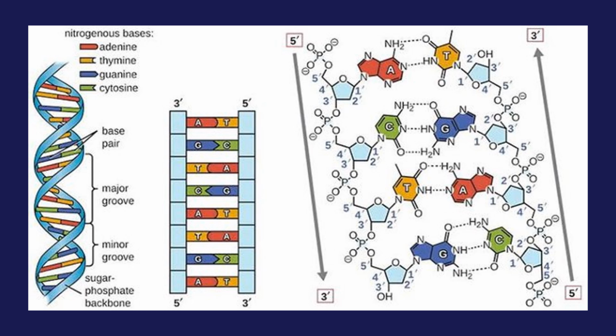Okay, and we can count the number of hydrogen bonds. 1, 2, 3, 4, 5, 6, 7, 8. So in this section, there's 10 hydrogen bonds between those two complementary strands of DNA.